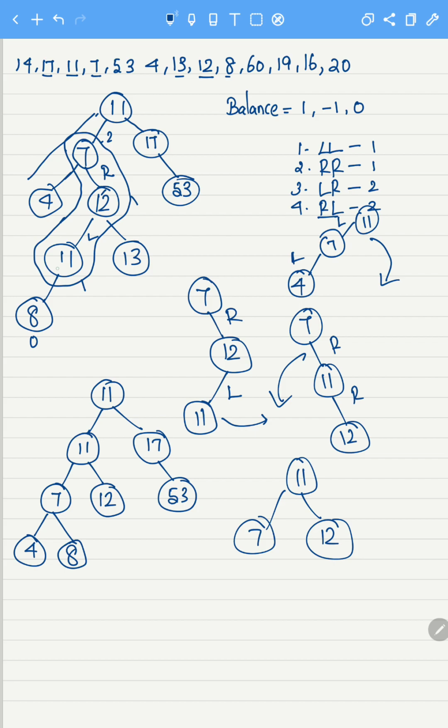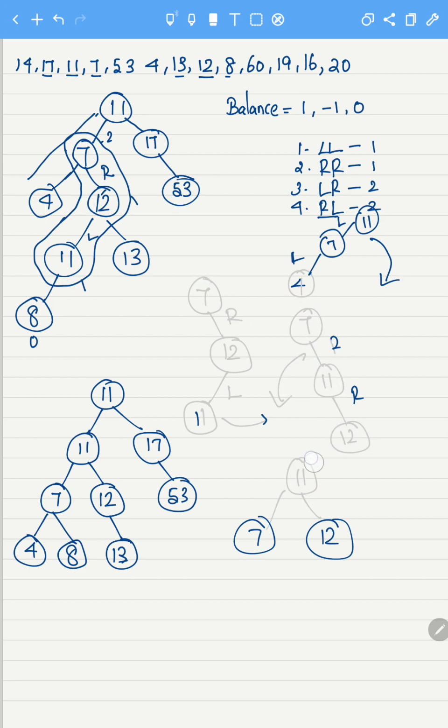Left of 7 is already occupied. See, left of 11 is 8, so left of 11 is already occupied. Okay, so I am going to attach it to the right of 7. Then right of 12 is 13. So right of 12 is 13. So this is my final tree now.